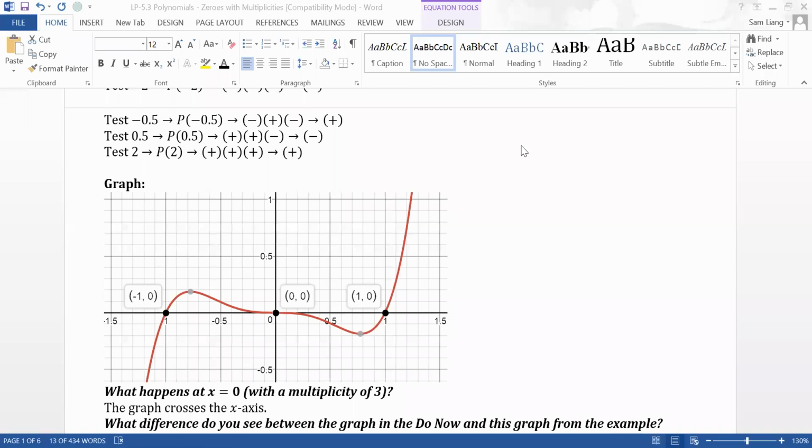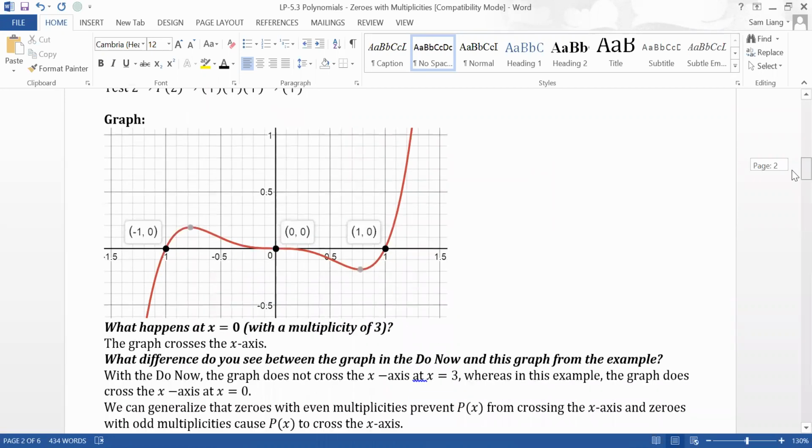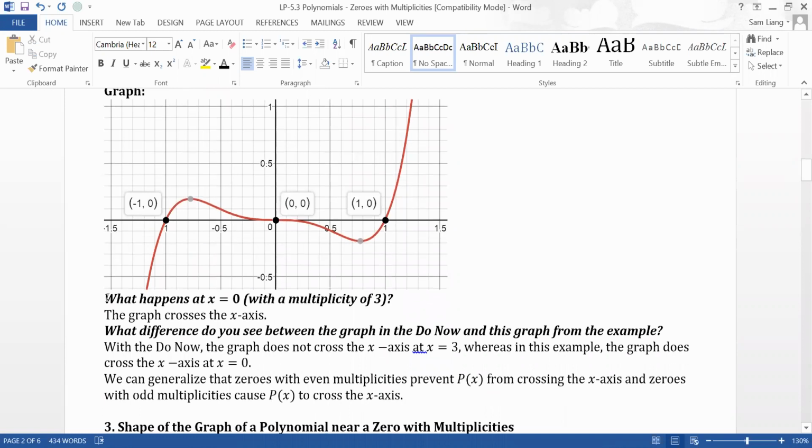From there I'll move on to the follow-up question. So again, today's topic, as a reminder, is multiplicities, so zeros with multiplicities. And I want you to notice this. What happens at x equals 0 with a multiplicity of 3? The graph crosses the x-axis, right?